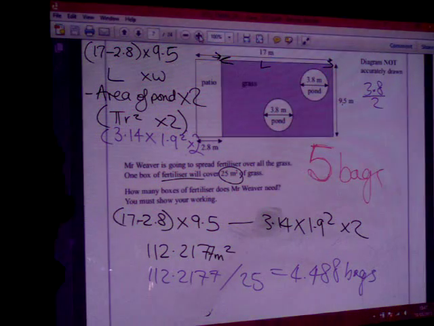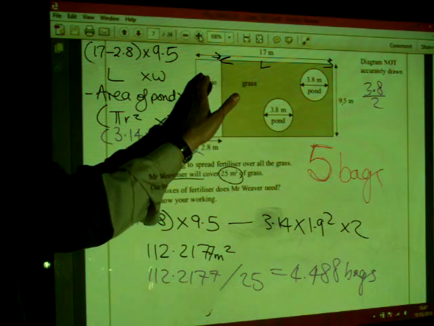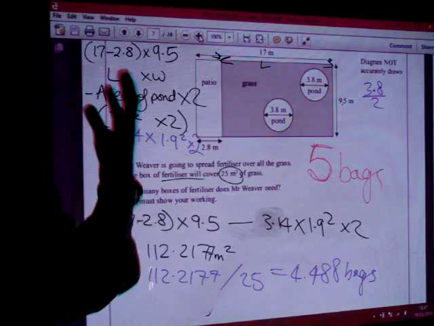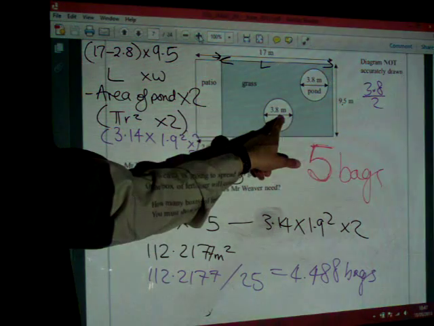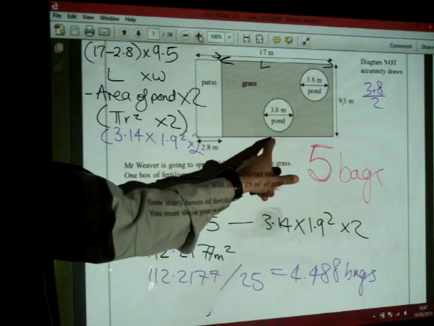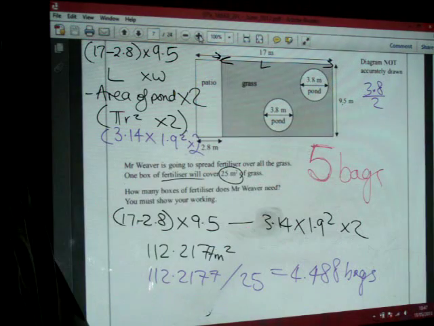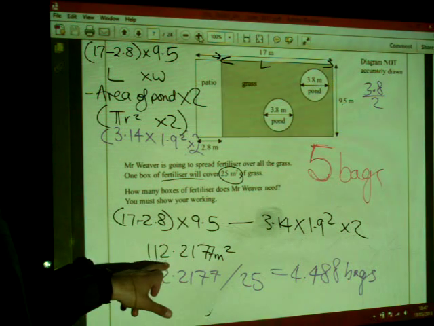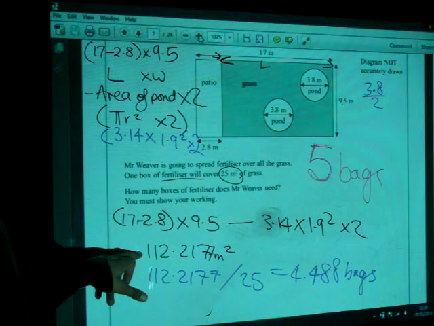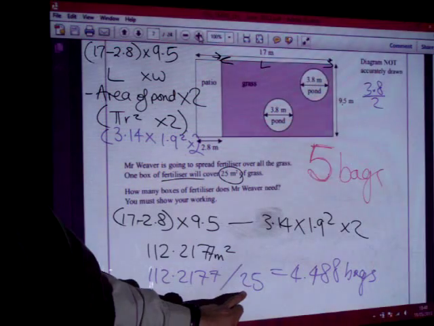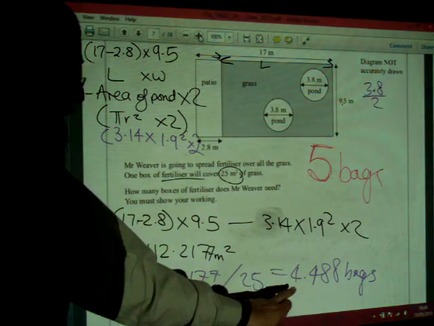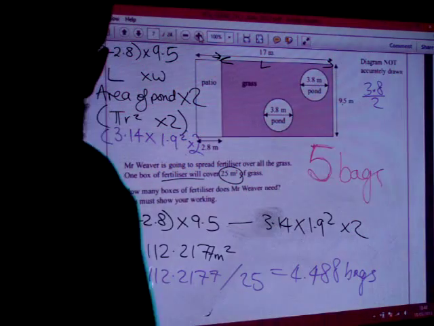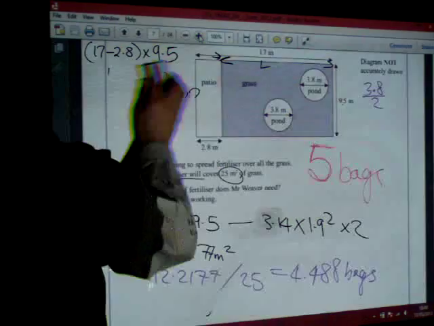The most important thing is the idea. Minus the length of the patio. Okay, then you've got a length and a width. You work out the area of the rectangle. You work out the radius from here. You work out the area of one pond and double it. Okay, and then you minus that from the total area of the rectangle, and we've got our footage in terms of how many meters squared of grass we have, divided by 25, because one bag covers 25. That tells us that. We round it up, and that gives you 5 bags. Okay, lovely. Let's move on to the next question.